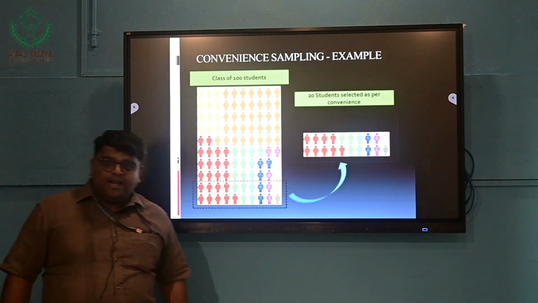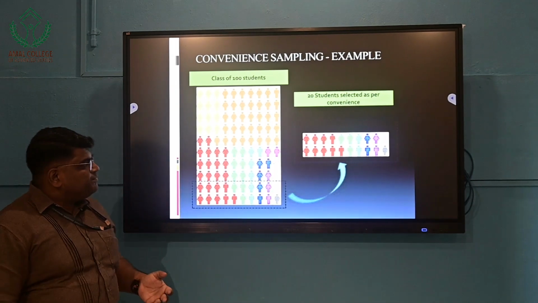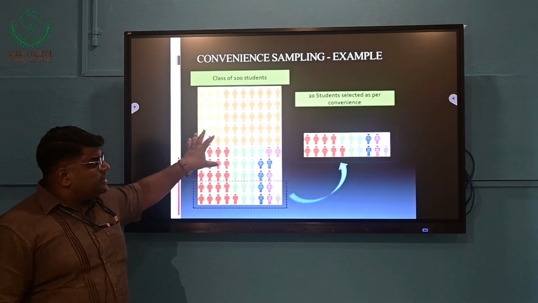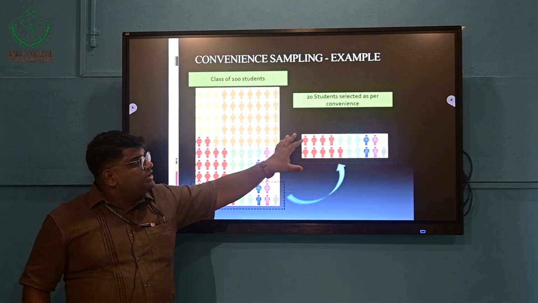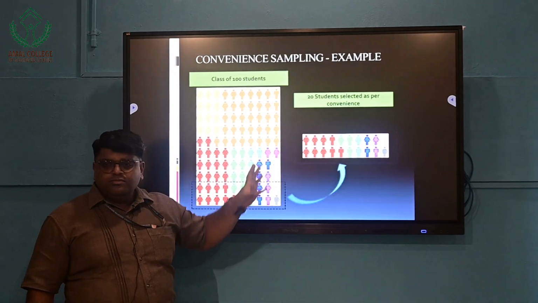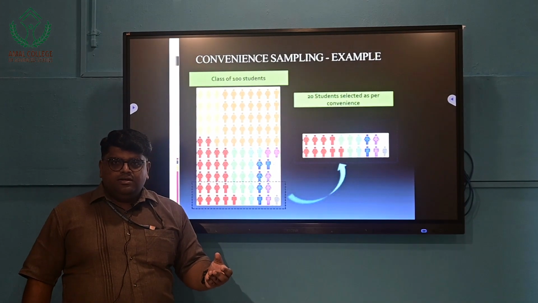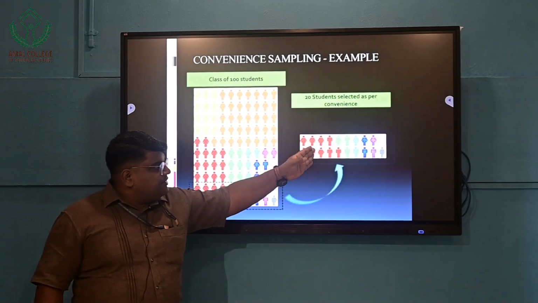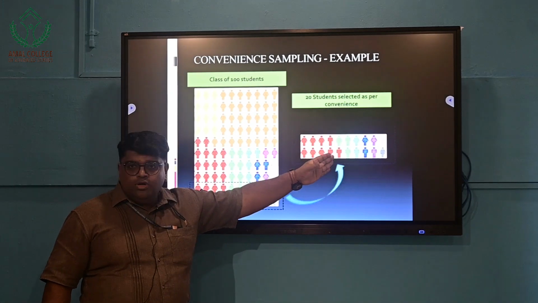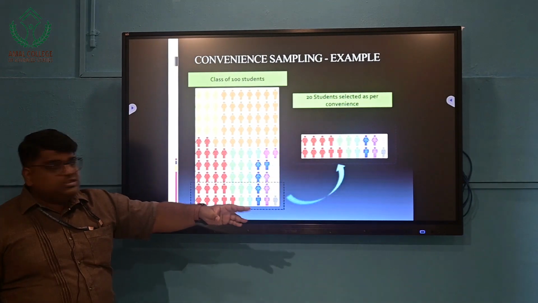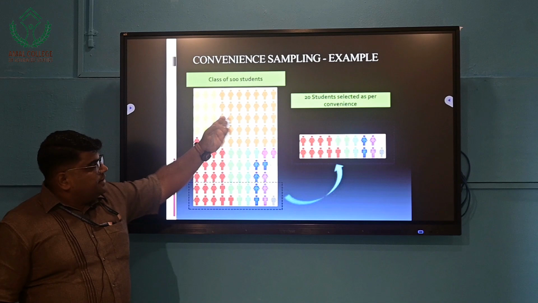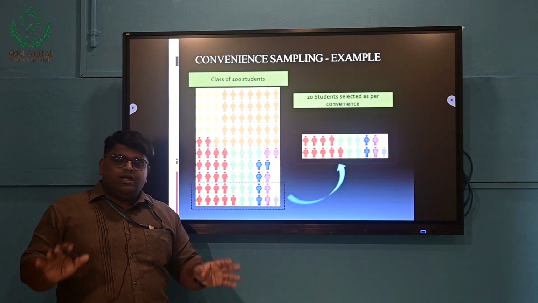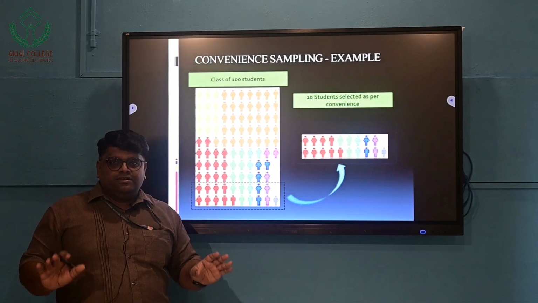Now again, another example for the convenience sampling. In a class, suppose there are 100 students, okay? As an investigator, I am taking only 20 students, and that too purely on the basis of my convenience. In this example, we can see that I have selected only red, blue, purple and violet. I have totally excluded yellow and dark yellow. So there is no proper logic behind that. It's purely on the basis of convenience of the researcher, right?